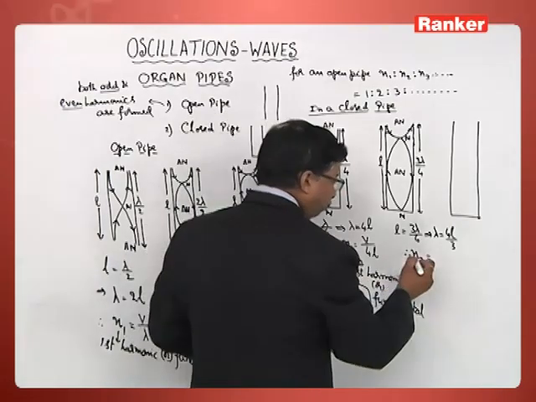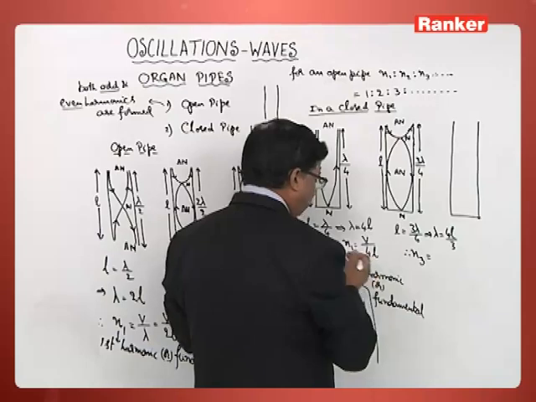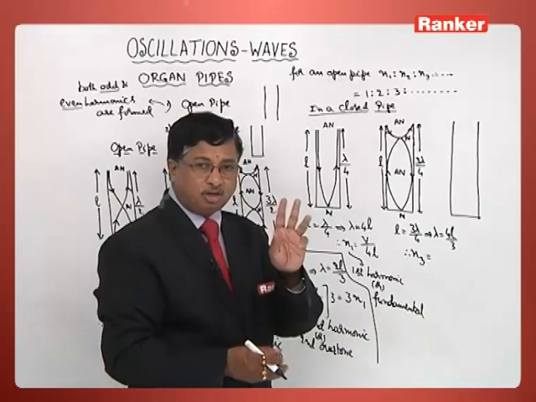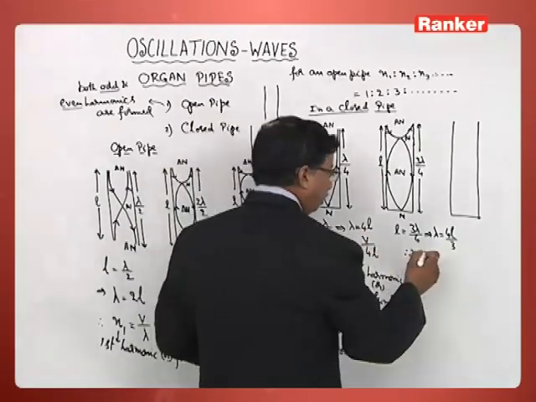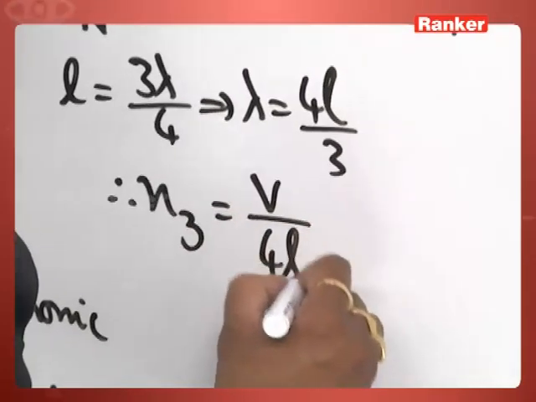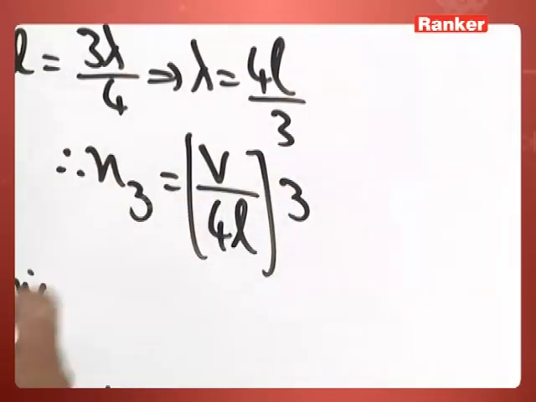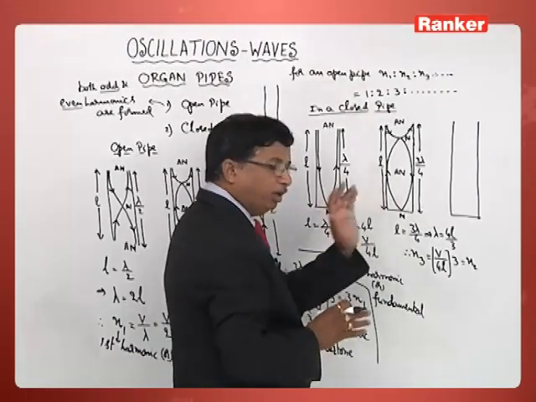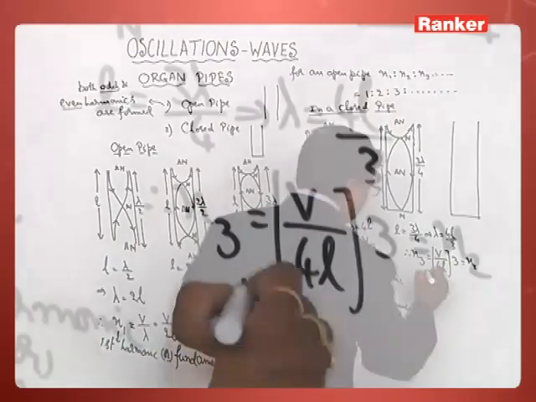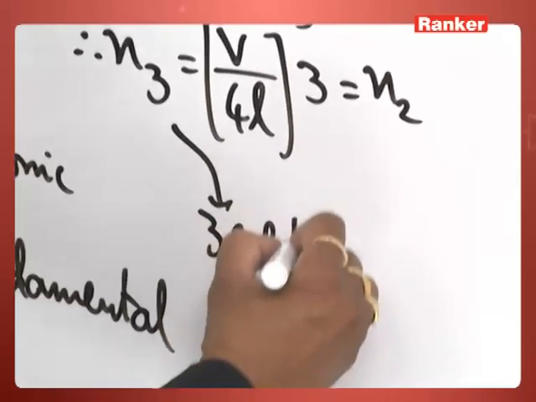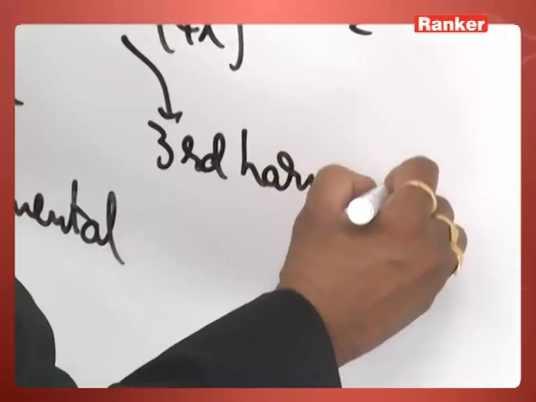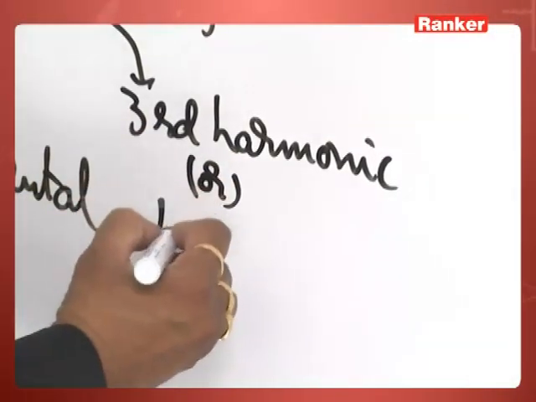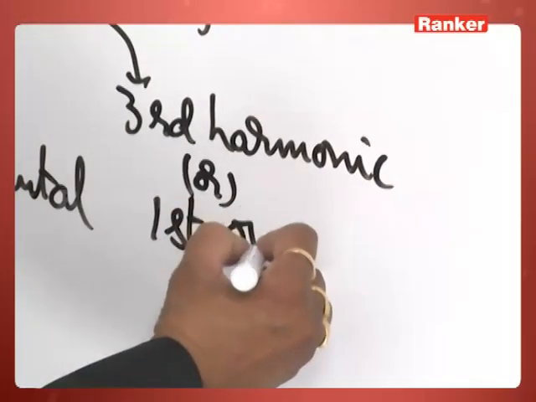Even though we write this one as N3 or N2 also in the same order, while counting, the second one should be counted as the third harmonic. So what we can understand in this case now, V by 4L into 3, whether you call it N2 or N3, never mind, but when we count, this is to be called the third harmonic. When this is called third harmonic, what would be the overtone number? That is, as usual, first overtone.